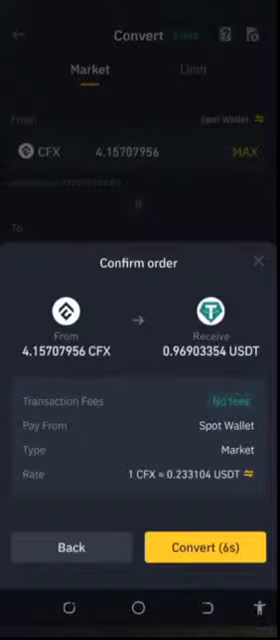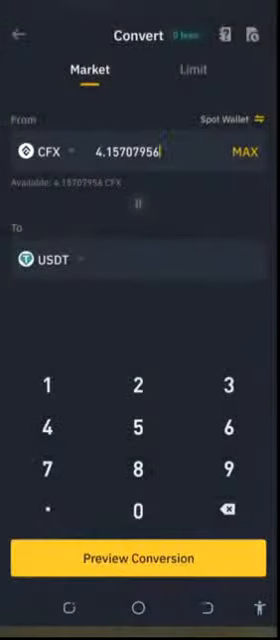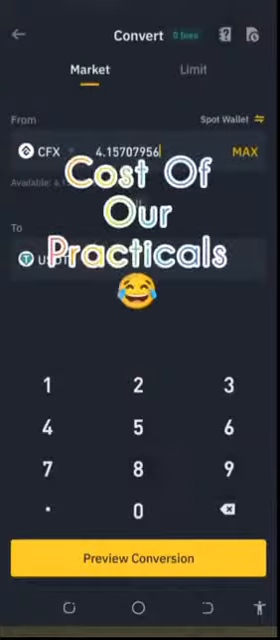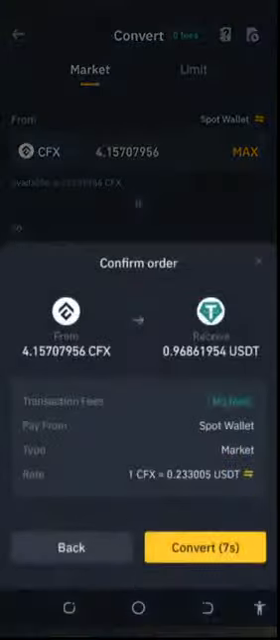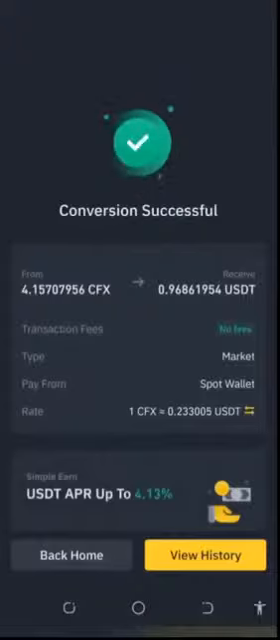I was too much in a hurry to get that back. Oh, we lost 4 cents. Is it 4 cents? Or about 3 cents thereabouts. Anyways, that's just it. I mean, let's just take it as the cost of our practicals, right? It's the cost of our practicals. We got to learn some things. I mean, this happens. We have to learn it.